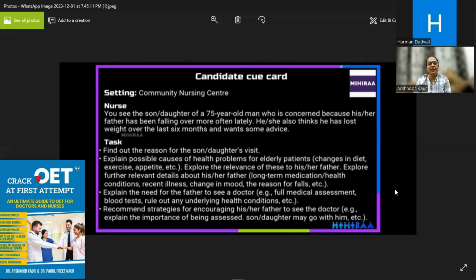I've started a series of role plays for the doctors and nurses, and in this series, I have chosen the topic for the nurses today. And the nursing center is the setting of the role play.